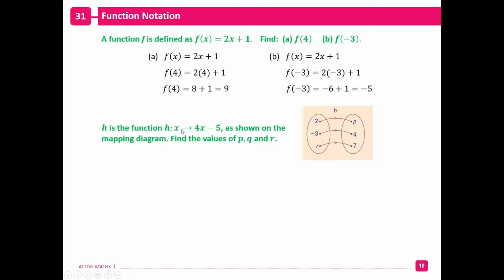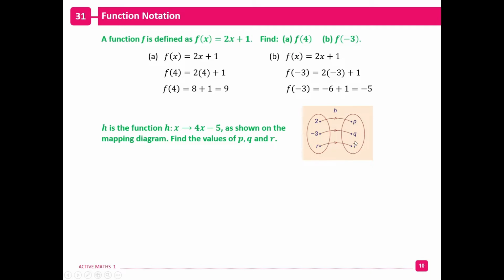h maps x, the inputs, to 4x minus 5. So in order to find our outputs for the function h, we must multiply our inputs by 4. 4x means 4 lots of x, 4 times x. So we multiply the input by 4 and then we take 5. And this has been shown on the mapping diagram.